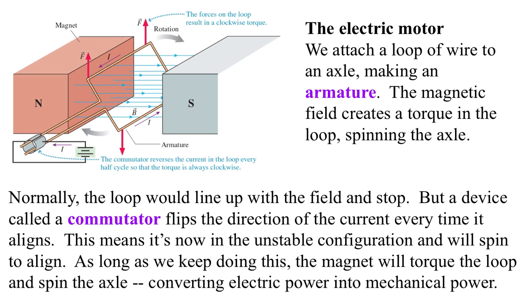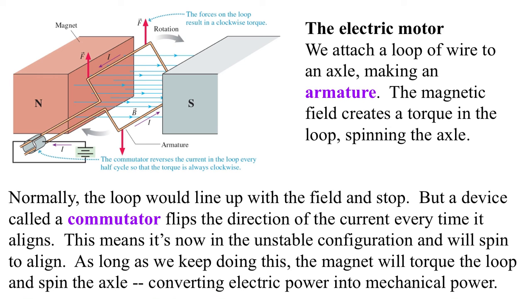All right, let's talk about the electric motor. If we attach a loop of wire to an axle, we make something called an armature. The magnetic field as shown creates a torque in the loop, spinning the axle. We notice that we're running a current through that goes this way, out, up here, around, and back. So we get some spin.